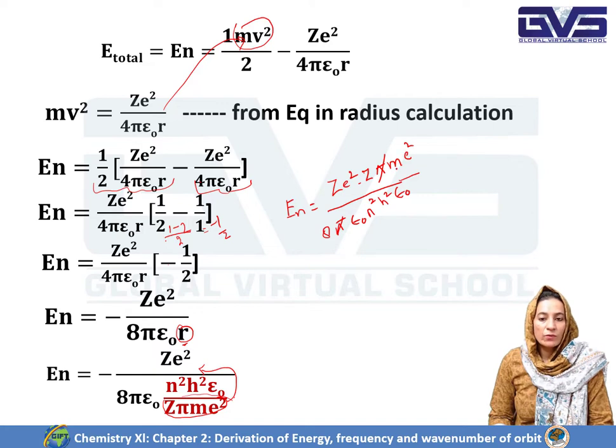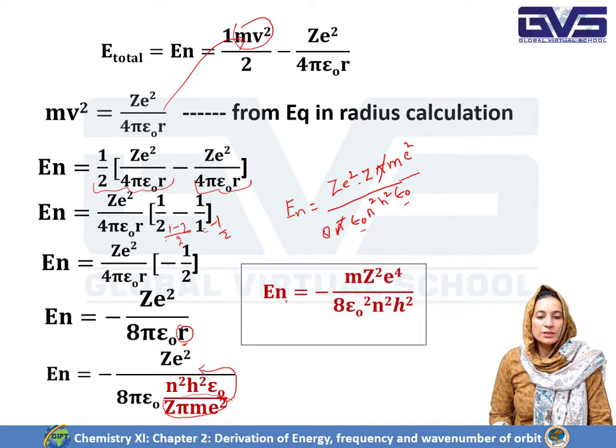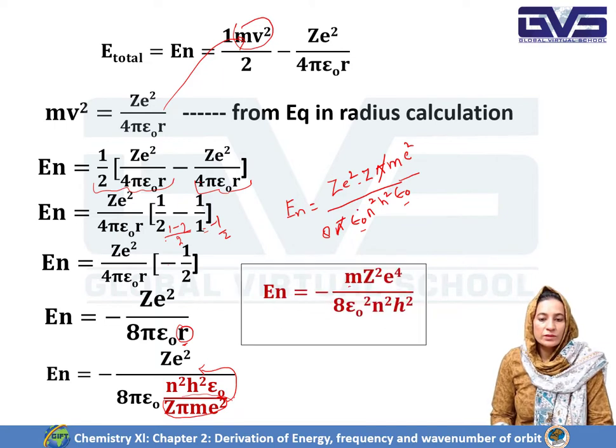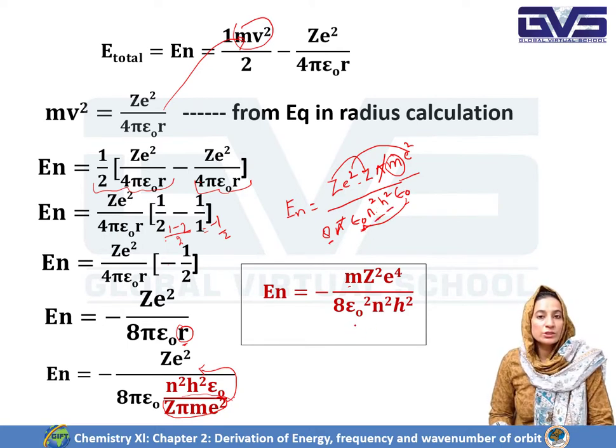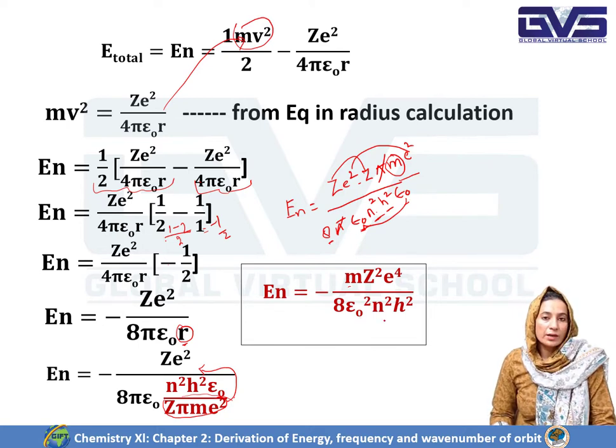e raised to power 4 m, epsilon squared, n squared and h squared. So you got this equation for the energy of the nth orbit in any orbit.